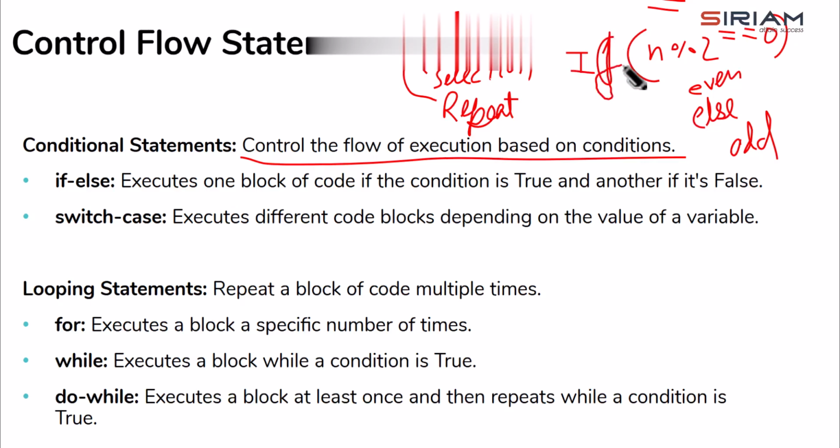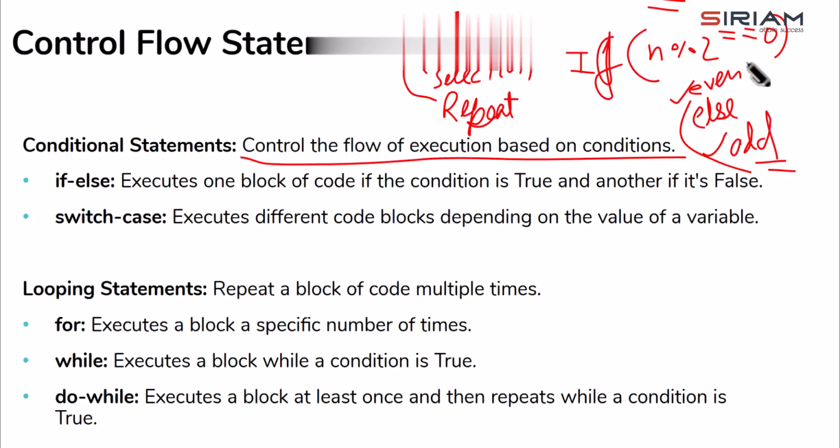So only either even or odd will be printed, right? Both cannot be printed for the same number. If the number is 2, 2 modulo 2 is 0, true. So even will be printed, and then it comes out of this block and the next line of code gets executed. If the number is 3, 3 modulo 2 is not equal to 0, so it will skip this even and simply print odd.